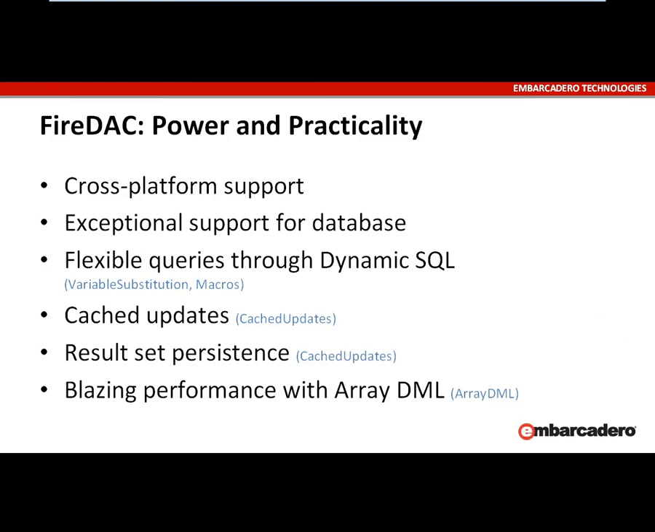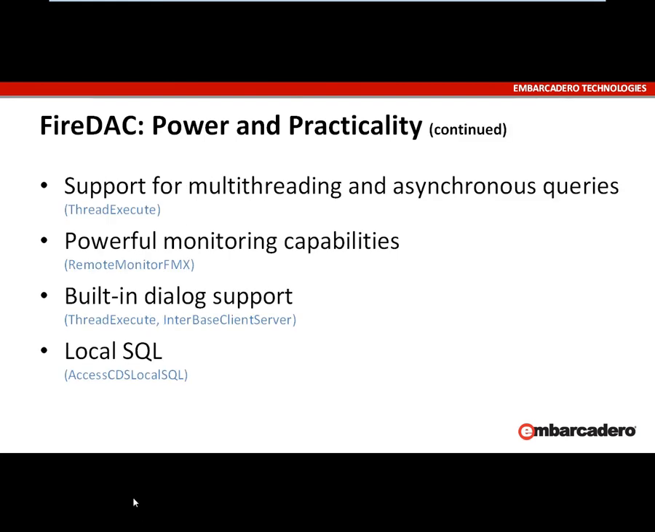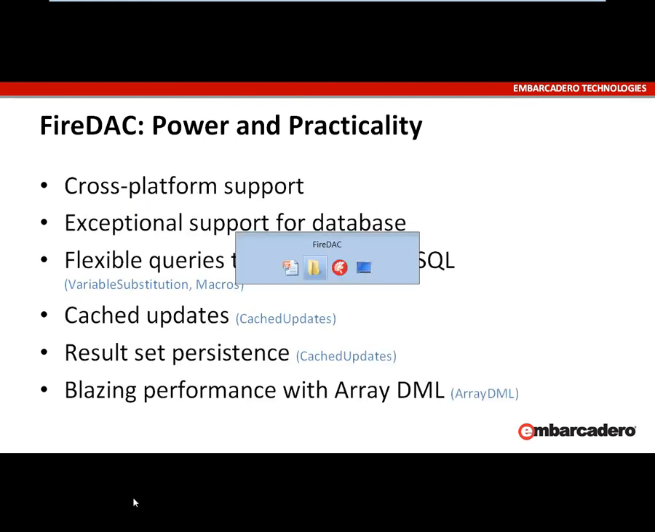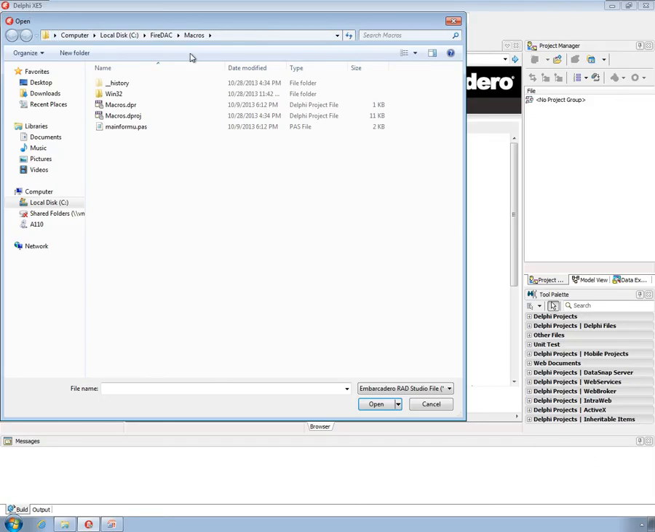Cached updates are a mechanism similar to what the client dataset offers, in that the changes you make to your data are cached. Now, this is a really big topic, and for those of you who saw my Code Rage 8 presentation, I talked extensively about cached updates with FireDAC. So I'm not going to go over that again other than to say on the code disk you'll find the cached updates example, and it demonstrates cached updates. So let's go over to Delphi and at least bring that project up.